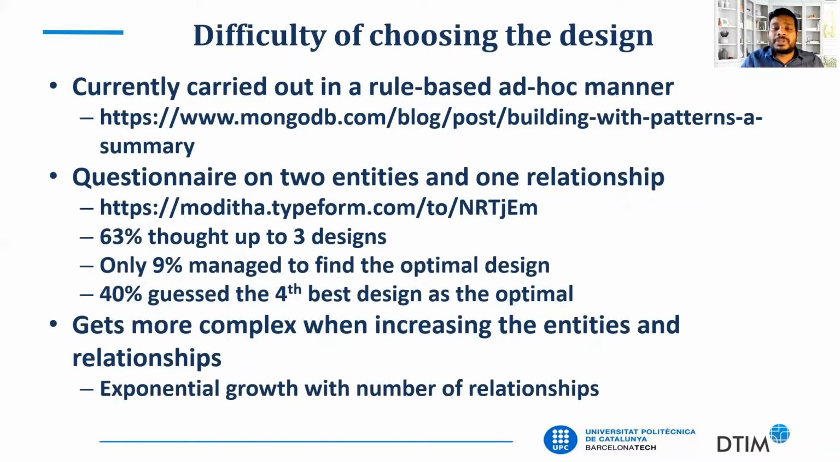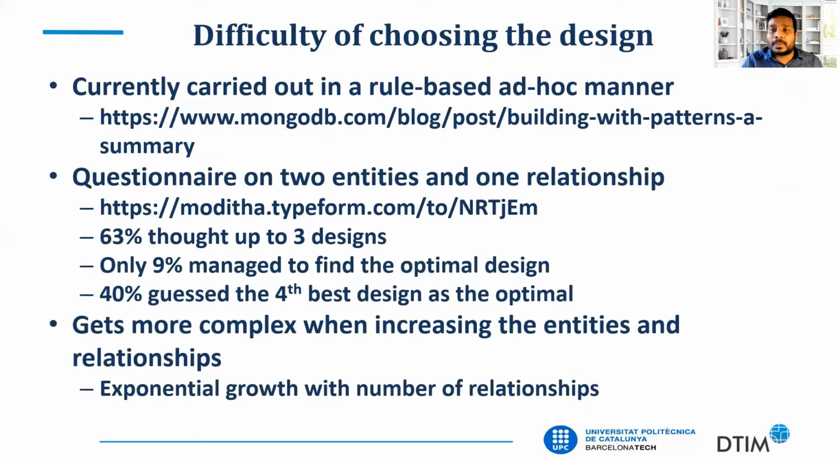However, how do we choose the best design for a document store? Currently, this design process has been carried out in a rule-based, ad hoc manner. If you see a particular data access pattern, you would try to apply a rule and design the data accordingly. To further illustrate this point, we gave a questionnaire to a set of participants with 2 entities and 1 relationship, similar to what we just presented between authors and books, and asked them how many designs they could come up with for this particular scenario for a document store.